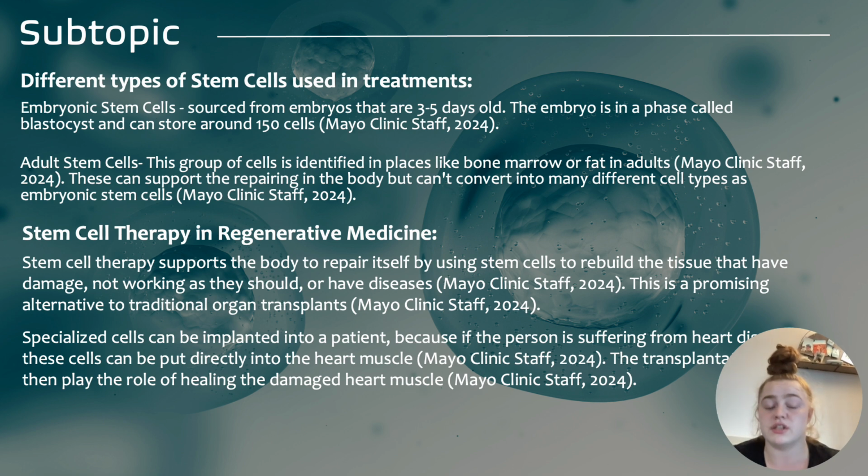Stem cell therapy and regenerative medicine. Stem cell therapy supports the body to repair itself by using stem cells to rebuild tissue that has been damaged, is not working as it should, or has disease. This is a promising alternative to traditional organ transplants. Specialized cells can be implanted into a patient. If the person is suffering from heart disease, for example, these cells can be put directly into the heart muscle. The transplantation then plays the role of healing the damaged heart muscle.